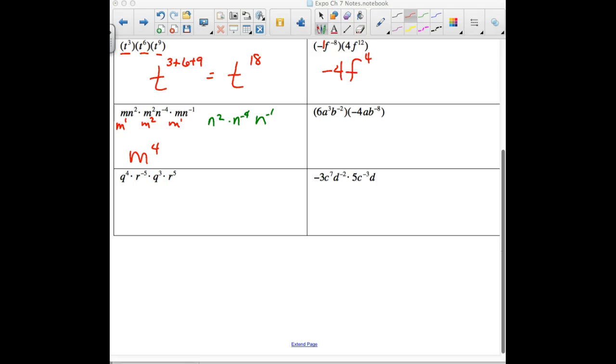All right, so combining our n's, we have 2 plus negative 4, that would be negative 2, plus the negative 1 would be negative 3. But again, we can never leave negative exponents. So in this case, the n term is going to have to move to the denominator. Our m to the fourth will stay where it was on the top, and our n will move to the bottom, n to the third. All right, go ahead and pause the video, and I want you to try the next 3.